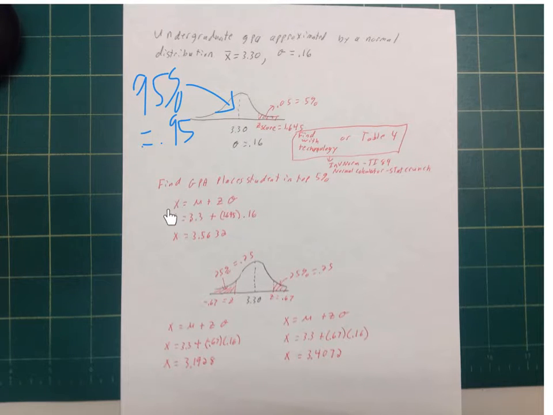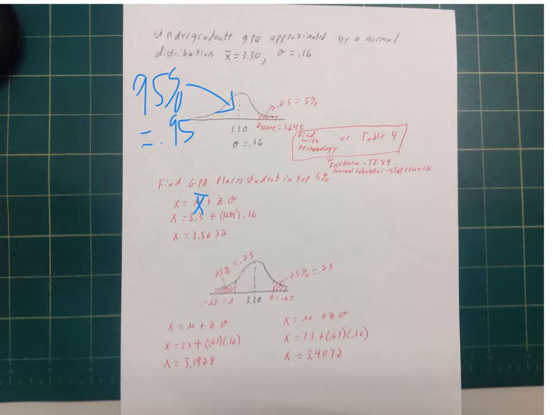So then the formula, x equals the mean. Oops, I used mu here, sorry. The mean plus the z-score times the standard deviation. That should be x bar there. So I put, the mean was given as 3.3. I looked this up in the table, and the standard deviation was given as 0.16. So I put it in the calculator.